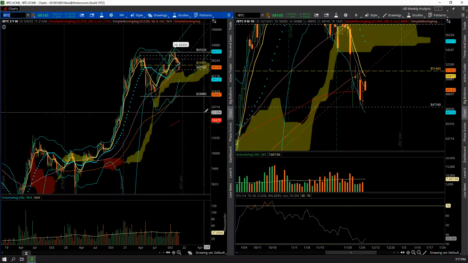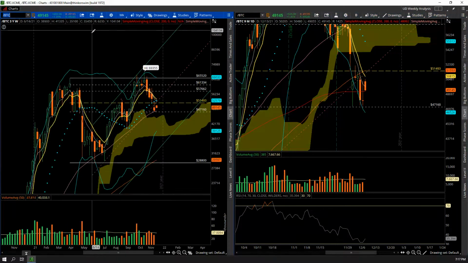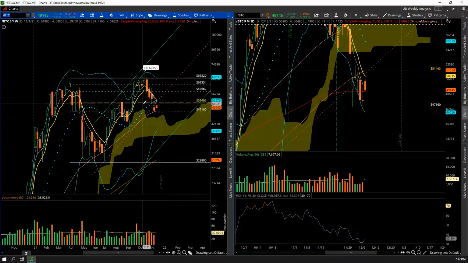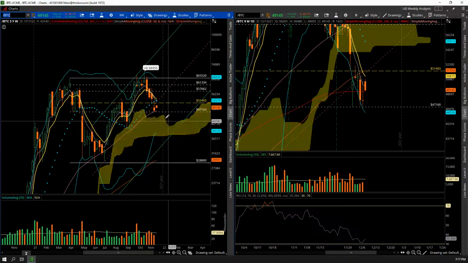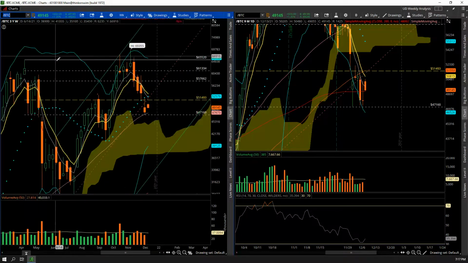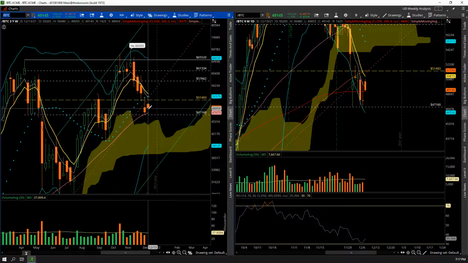And when we go and look at it, as we discussed earlier, there can be a handle formation, and it's still forming a handle. There is a weekly cloud sitting there acting as support. And last week, the 50-week average acted as support. And this week, we have to see if it can hold.